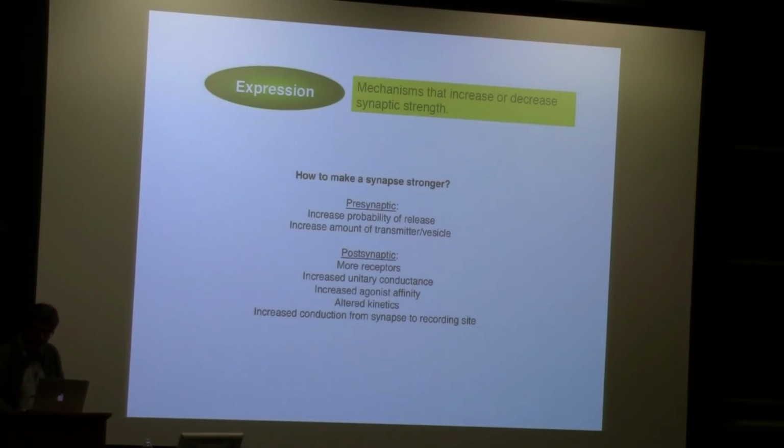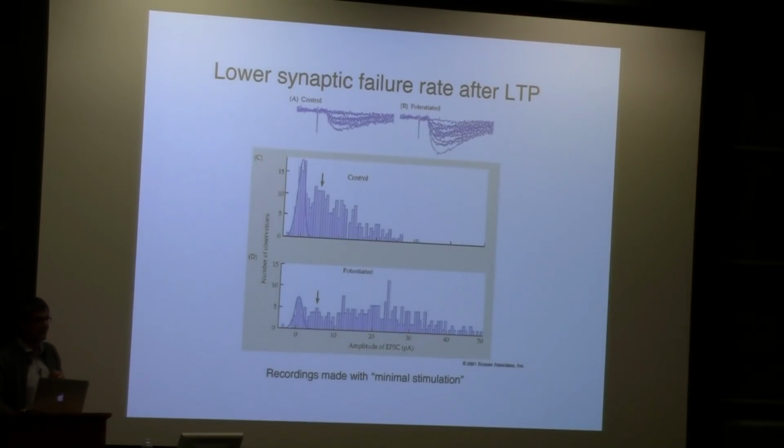So for a while, the postsynaptic camp was winning. They made an experiment that, they said, could only be interpreted as postsynaptic changes, and they were boasting, you know, we won, until the presynaptic camp came with a very neat, very elegant experiment that ruined the postsynaptic camp.